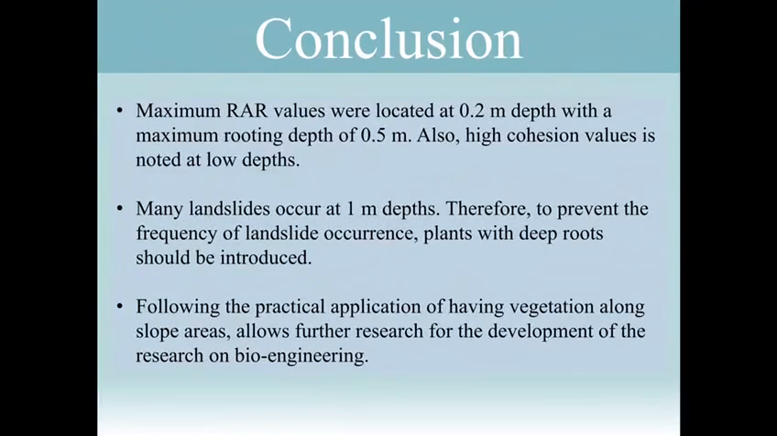As mentioned earlier, the maximum RAR values were located at 0.2 meters depth, with a maximum rooting depth of 0.5 meters. In general, vegetation growing along hill slopes has shallow roots, therefore unable to reinforce the soils to stop landslides occurring at 1 meter depth. Thus, vegetation capable of growing deep roots of more than 1 meter should be introduced to reduce the frequency of shallow landslide occurrences. These vegetations should have high values of RAR.